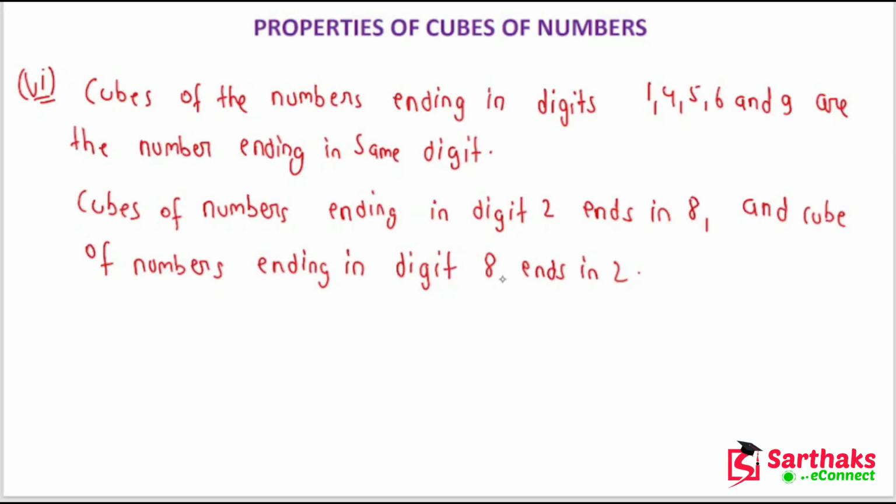Suppose you calculate the cube of 8, then what is it? 512. See, the cube of 8 itself is 512. So you can very well imagine that if you tomorrow calculate the cube of 78, because it ends at 8, it would end at 2. It would be a very big number, but it would end at 2. We have seen this particular analogy in squares also.